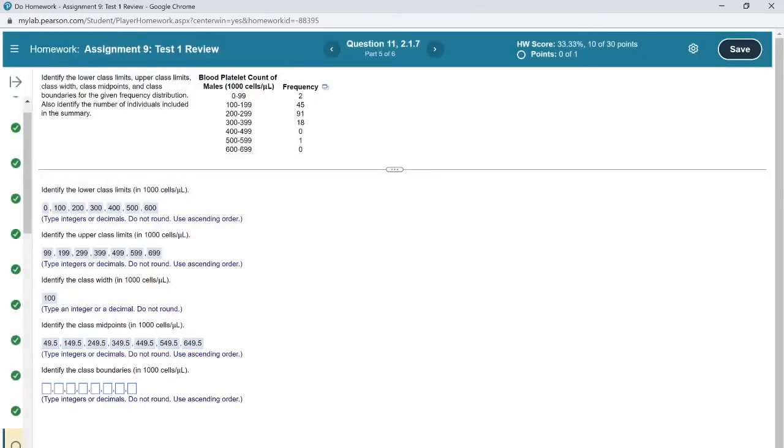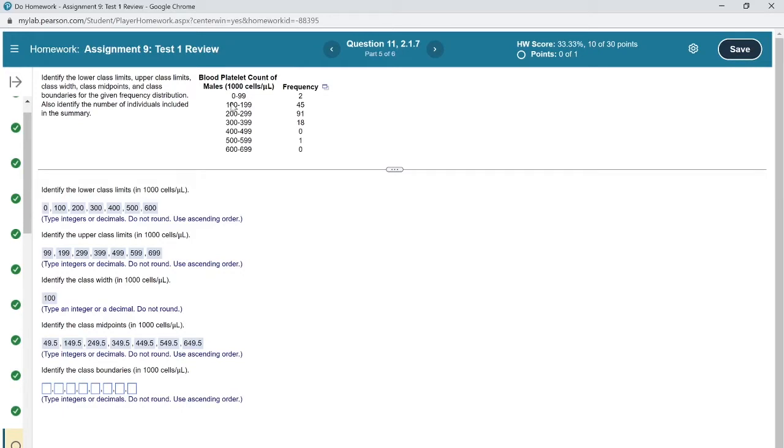So identify the class boundaries. Class boundaries means any data up to 99 goes to the first interval. Any data after 100 and less than or equal to 199 goes to the second. But in between 99 and 100 there could be data, for example 99.1, 99.2, 99.3. So the boundary would be 99.5 for the first one. Anything greater than 99.5 goes here.